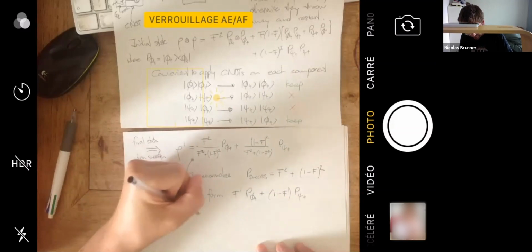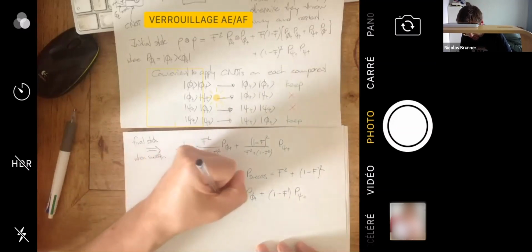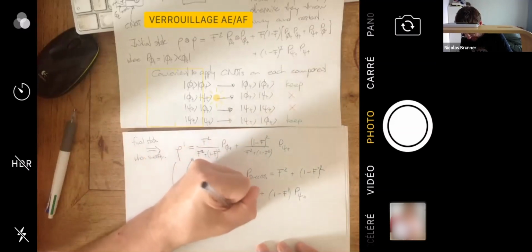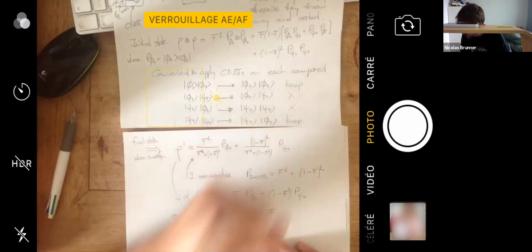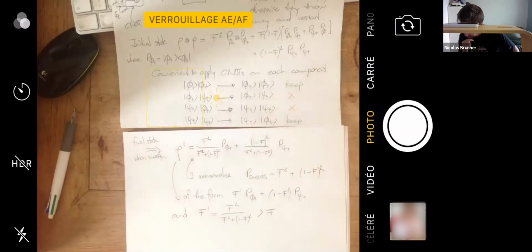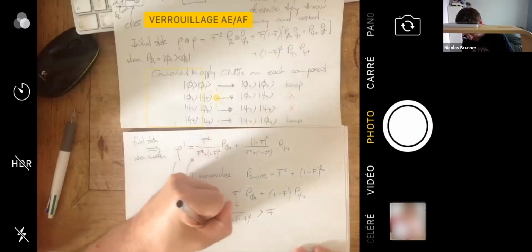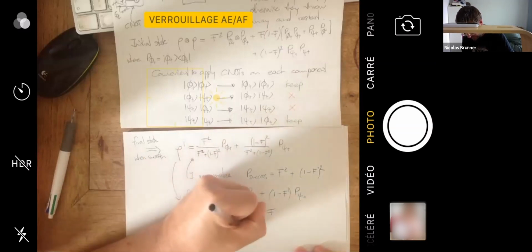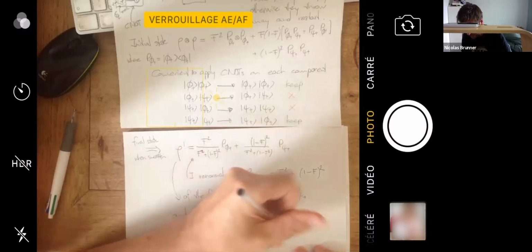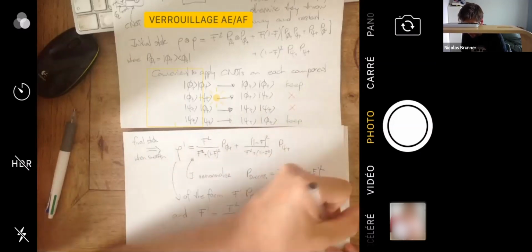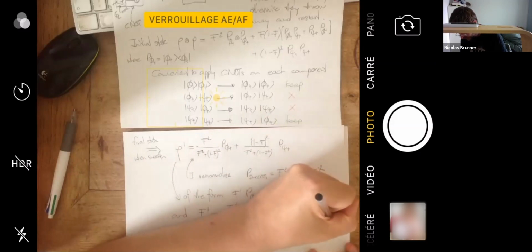And what is important now is that, in fact, I can easily check that this thing here, this f prime, is greater than f. Okay. So I conclude that entanglement has been purified. Okay, there is another word for this, which is concentrated.